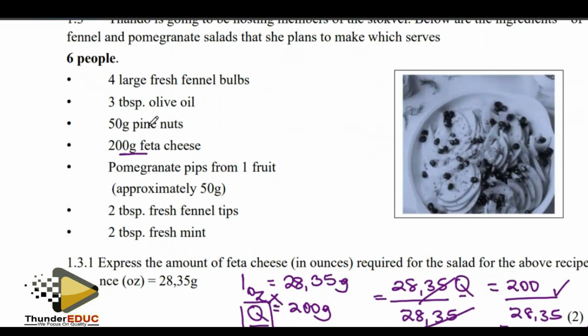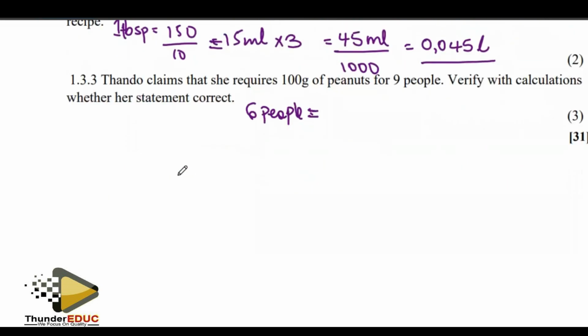Okay, it's supposed to be peanuts, not pine nuts. These ones here. For 6 people, we have 500 grams. So we shall say 6 people, 500 grams. What about the 9? Because we need to prove. Should it equal 100, then the person is right. But if it's below or above, it's not right. Then here we go.